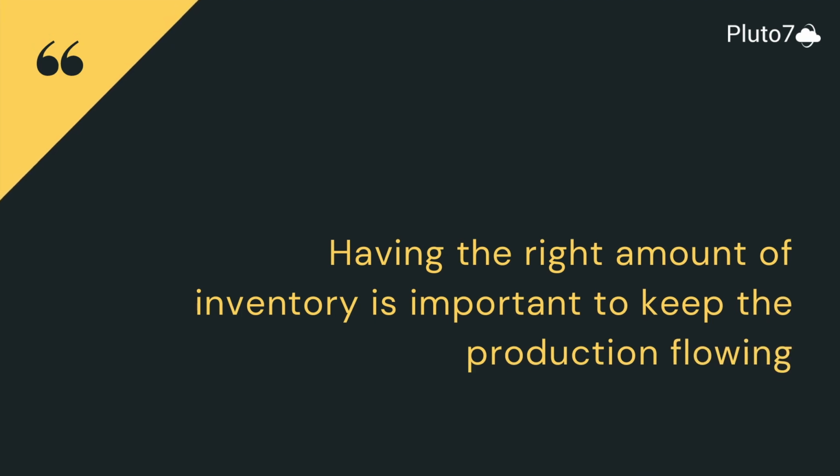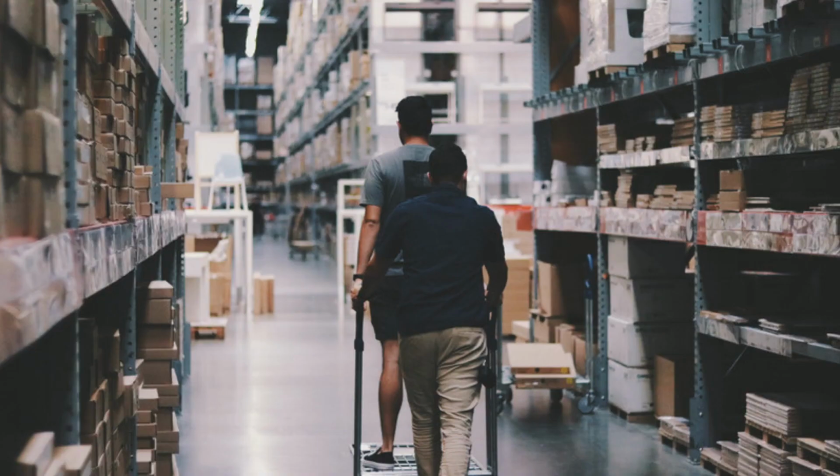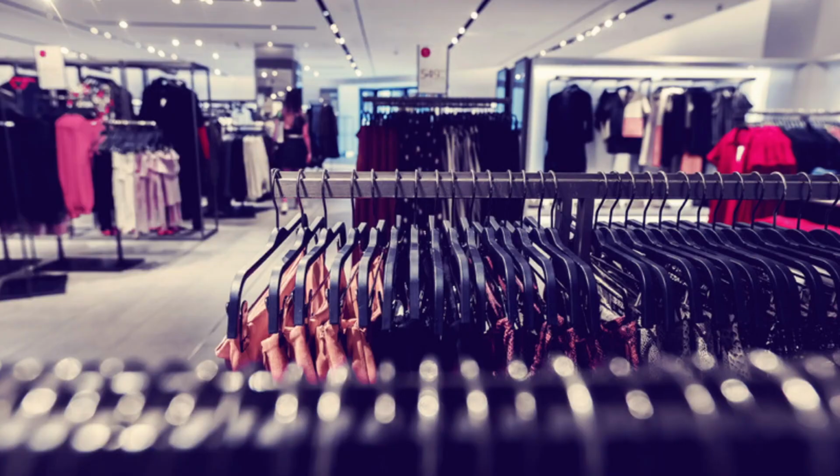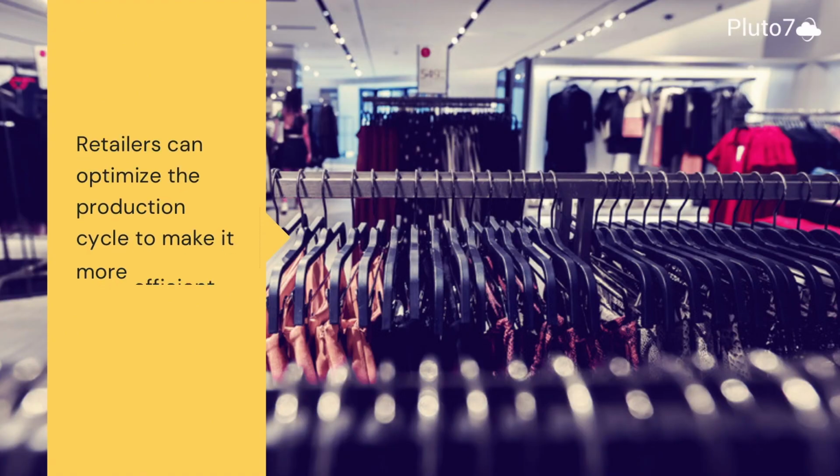A manufacturer can anticipate a shortage of a critical component and make adjustments before production comes to a halt. A distributor can have better supply balancing across warehouses to reduce stockouts and shipping delays. A retailer can optimize their production cycle to make it more efficient for new styles and designs.